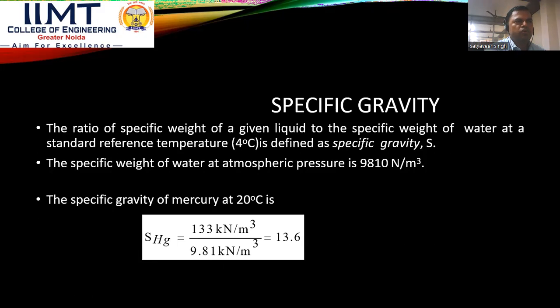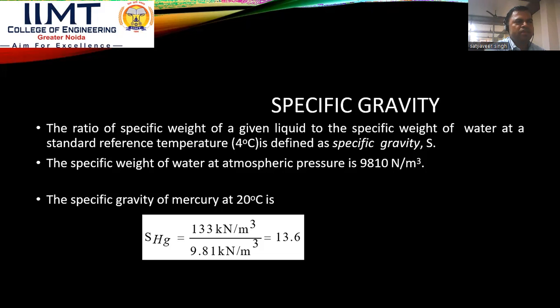Basically, it is the ratio of the specific weight of the given liquid to the specific weight of water at 4 degree centigrade, the standard reference temperature. It is denoted by capital S. We also have to know that the specific weight of water at atmospheric pressure is 9,810 Newton per meter cube.